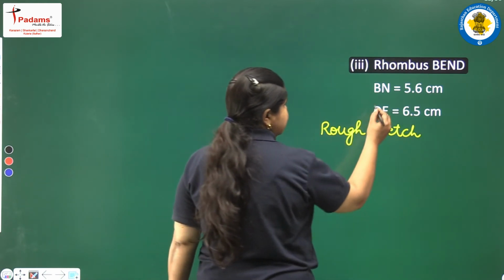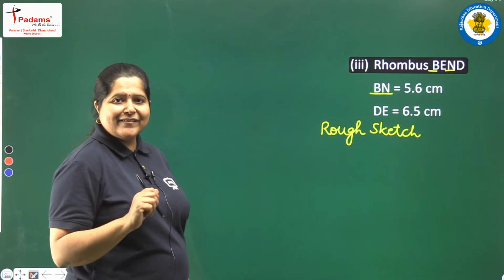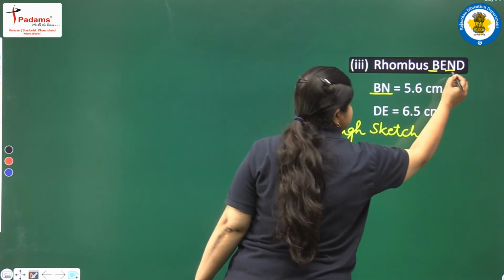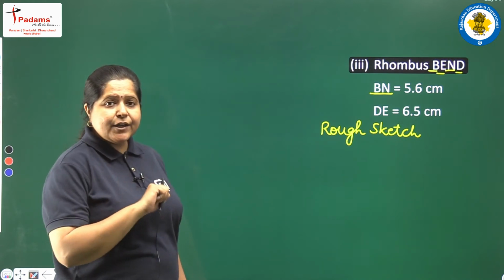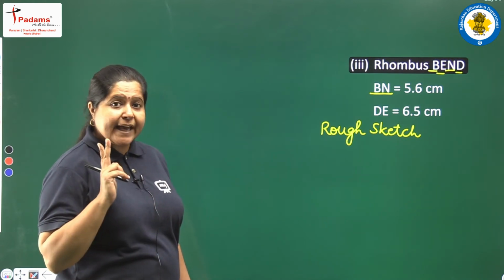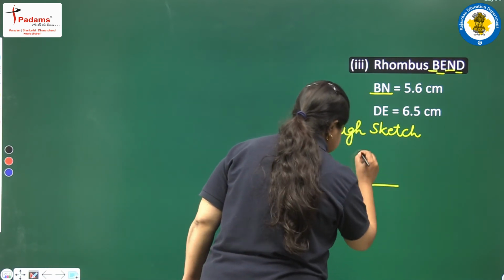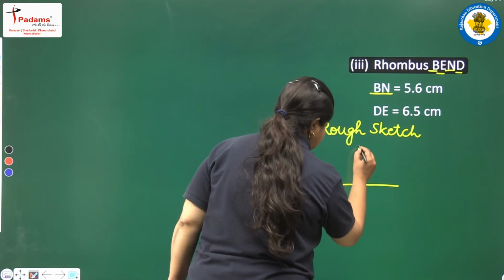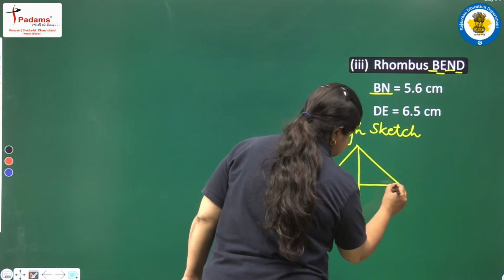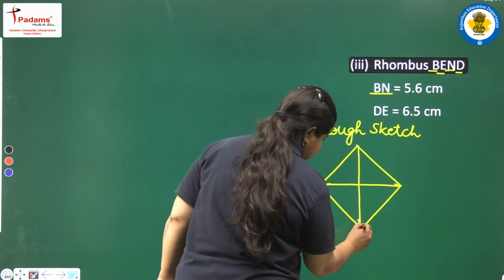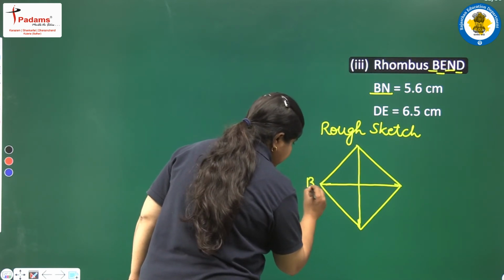What do we see is this BN. This is a diagonal given, and DE. This is again a diagonal given. So we don't have any of the sides given, only the two diagonals are given. So we draw the rough sketch in such a way that we have the diagonals with us in this way. So we write it here, BEND.